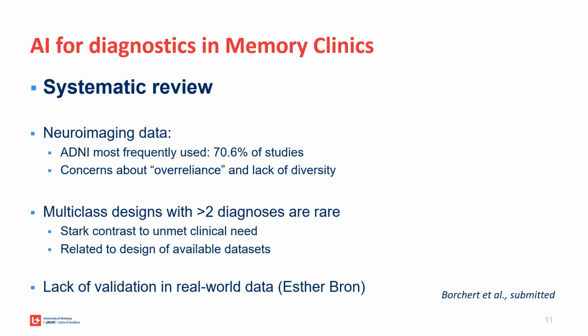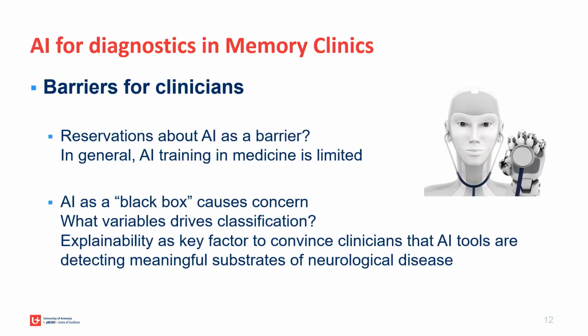This is really in contrast with the unmet clinical needs which I just outlined at the start of the talk. We do realize that this is related to the design of the available data sets, because typically the data sets focus on one type of neurodegeneration rather than a mix of different types of neurodegeneration. Another point is that often studies lack validation in real-world data, and Esther Braun will discuss this in more detail later on in the symposium.